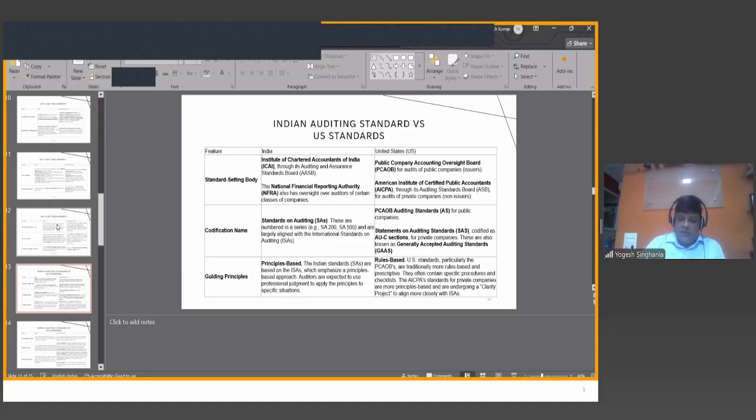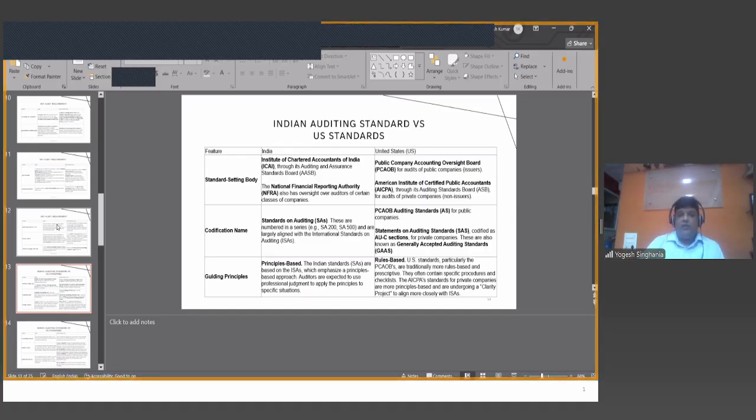Codification name: Indian auditing standards are called SA, Standards on Auditing. PCAOB standards are called AS, Auditing Standards, and the AICPA standards are called AU-C, which is a codification of auditing standards. These are also called GAAS, Generally Accepted Auditing Standards. So mostly two sets of standards exist in the US, PCAOB as well as AICPA standards. In India, mostly SAs are there. NFRA might suggest and come up with its own standards, but as of now, the auditing standards are there.